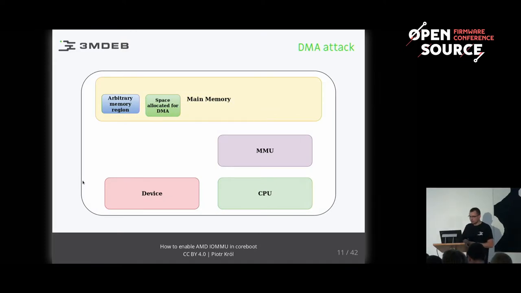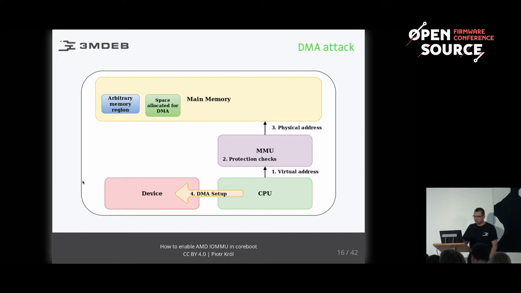So what kind of problems can IOMMU solve? One of the problems is the DMA attack. First of all, let's see how DMA starts. The CPU can issue some virtual address, then the MMU checks protection, and if this process is allowed to access memory, then it gets access to the memory and can read or write.